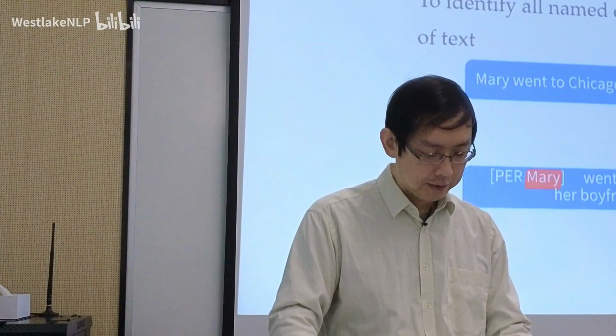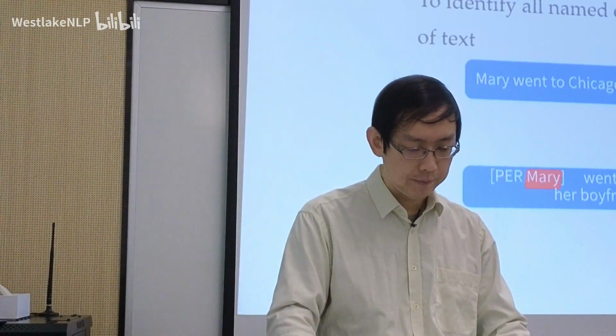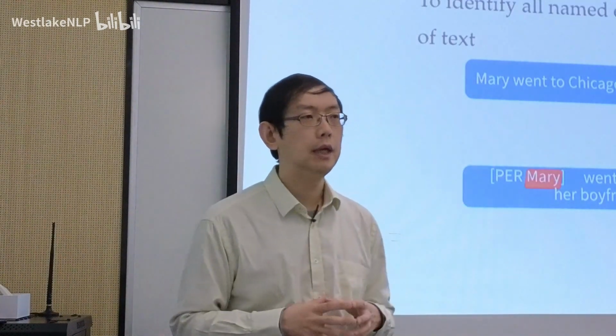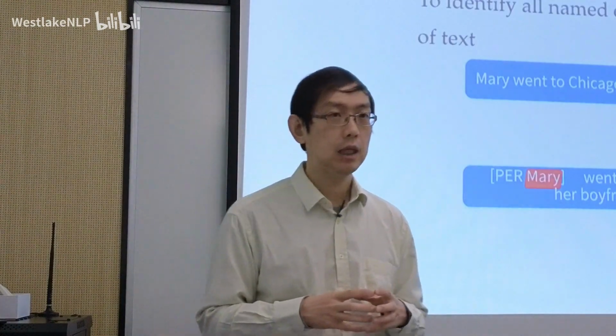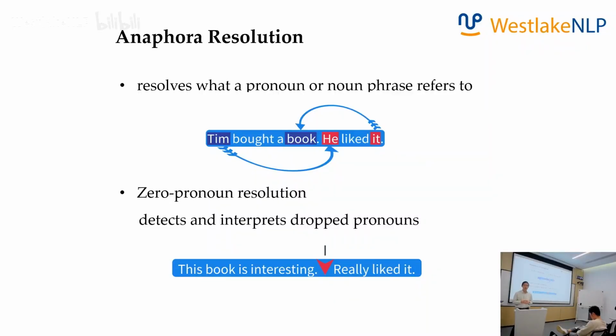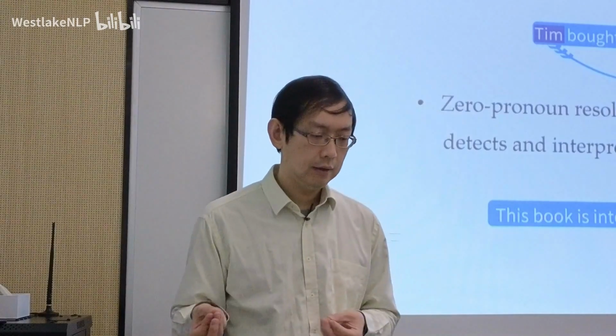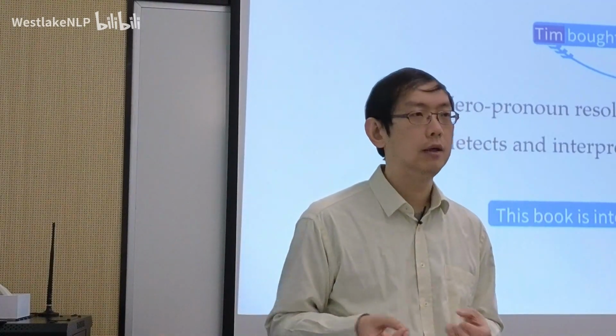So one related task is called anaphora resolution. You can put anaphora resolution as a computational linguistics task, and you can also put it as an information extraction task. It refers to drawing the correlation between different mentions of the same entity. For example, Tim bought a book and he liked it. So this he is a pronoun. It refers to Tim, the same person. And it is a pronoun that refers to book, etc.